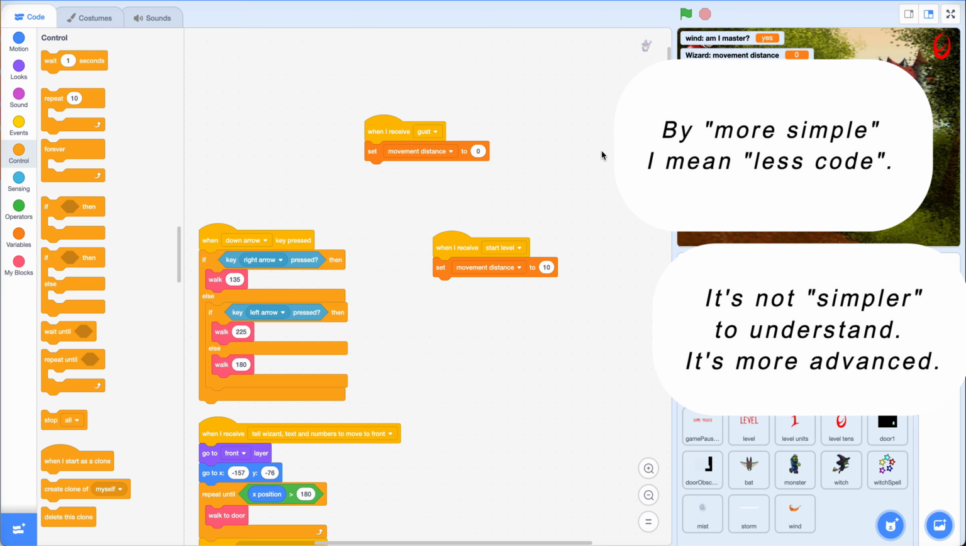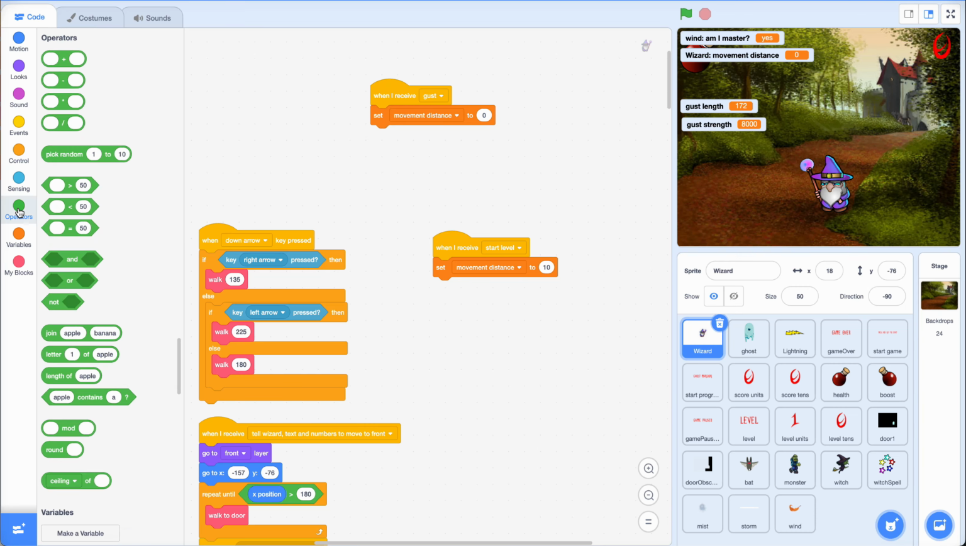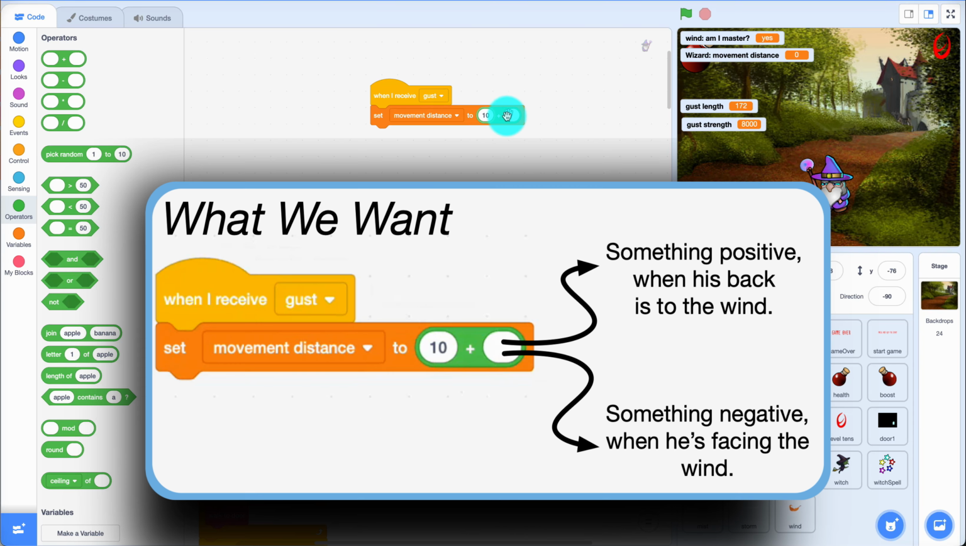So let's build a function that determines how much we want to adjust the movement. So grab a plus, and the basic movement distance is 10, but we're going to add something. And this value is going to be positive if he's moving to the right, because the wind's blowing him faster, and it's going to be negative, so you're adding a negative, which is the same as taking away, if he's trying to move to the left, in which case the wind is pushing against him and reducing his movement.